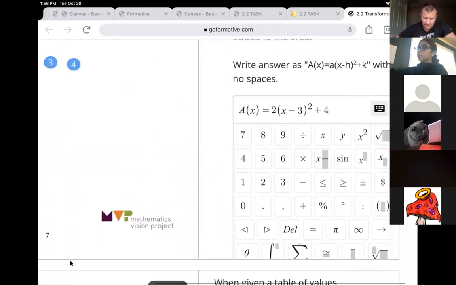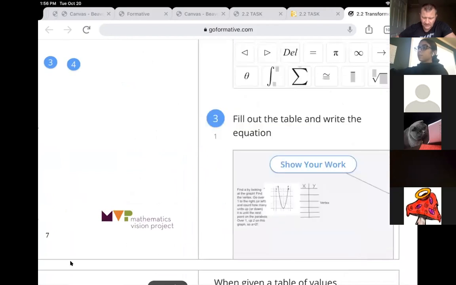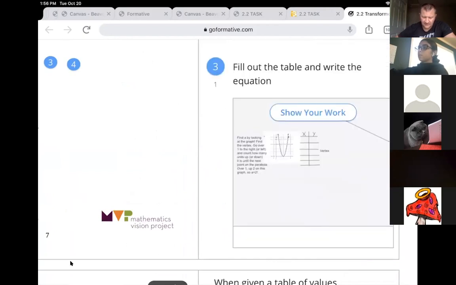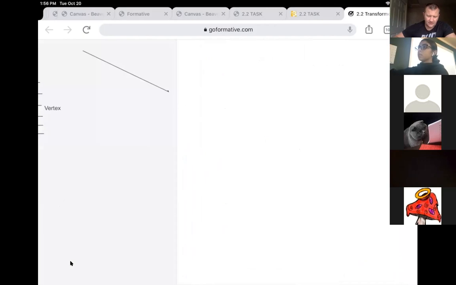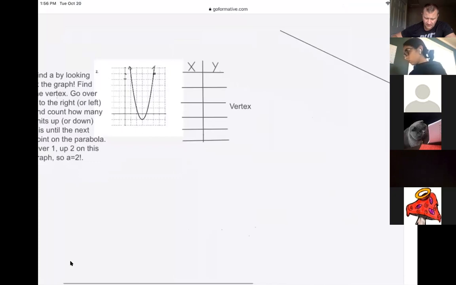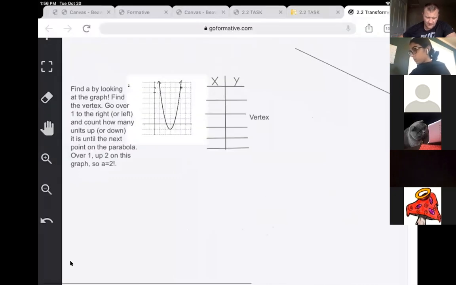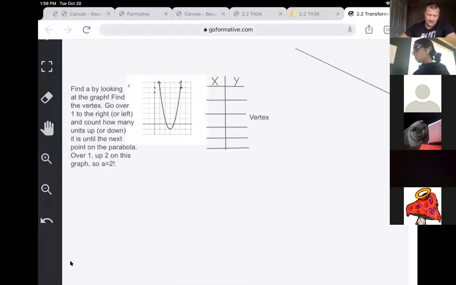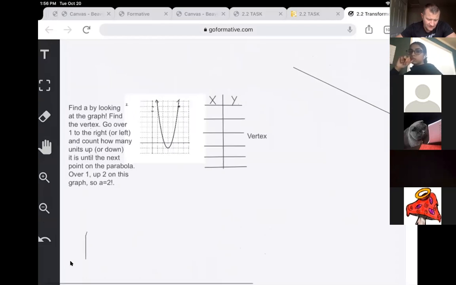Okay, let's go on to 3. For 3, it says fill out the table and write the equation. Okay, just open it up. It's all on one thing here, okay? You don't need to worry about flipping back and forth. Okay, for this one, let's read that paragraph on the side together. It says find A by looking at the graph. Find the vertex. Go over 1 to the right or left. Okay, hold on. Let's find the vertex, okay? I'm gonna put a dot there if you know where it is.